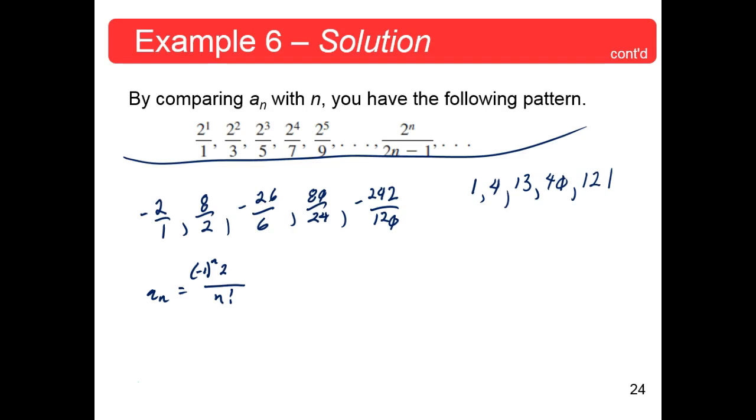N times 3 plus 1, let's see. No, that won't work. It's a recursive type relationship, okay? Now, we got the pattern. I don't know how to express it as an nth term. I'll go back and look at that.